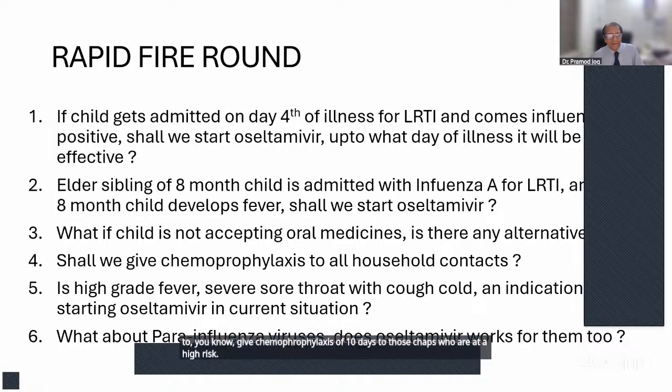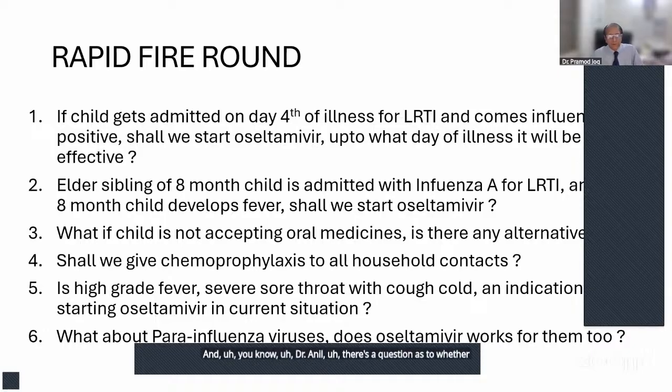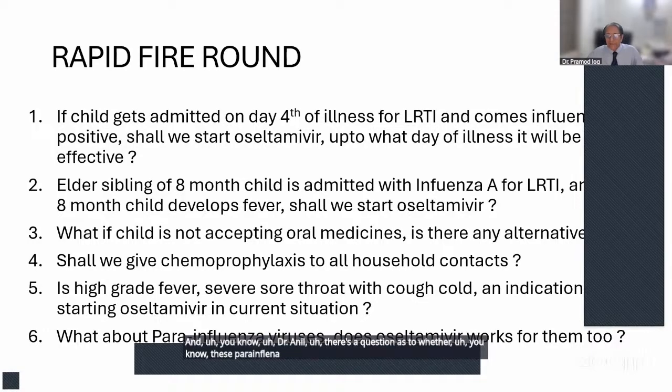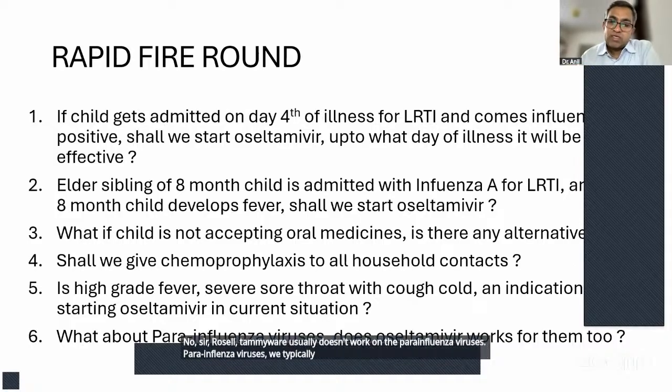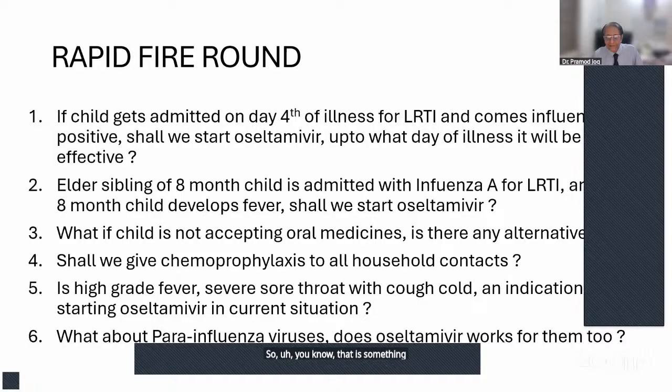And Dr. Anil, there is a question as to whether oseltamivir works on these para-influenza viruses. No, sir. Oseltamivir usually doesn't work on the para-influenza viruses. Para-influenza viruses we typically see in croup settings. The very small child, less than a year or 1.5 years old, who comes with acute croup, will settle down with one dose of 0.6 mg per kg dexamethasone with adrenaline nebulization. These are the ones, and they don't need to be treated with oseltamivir. So, that is something which our listeners must remember.